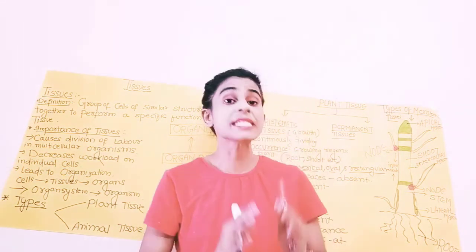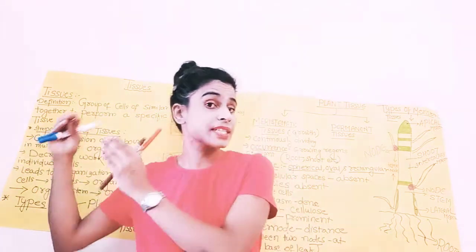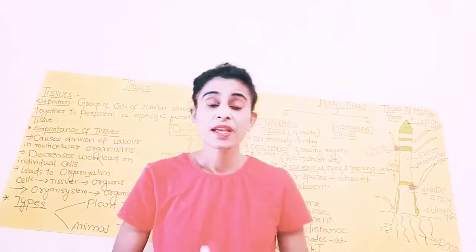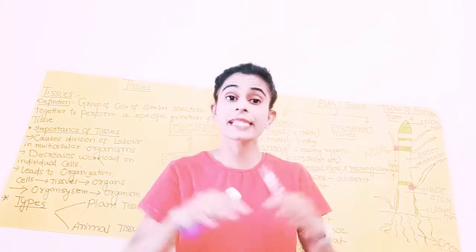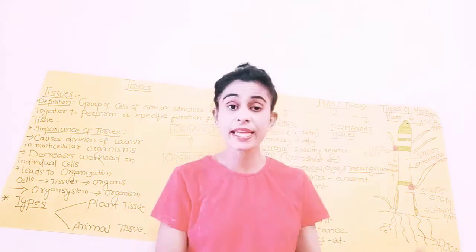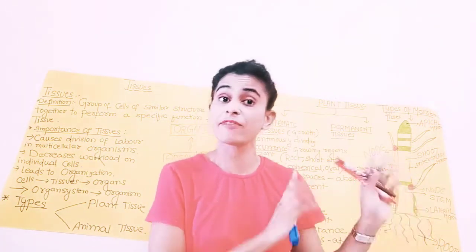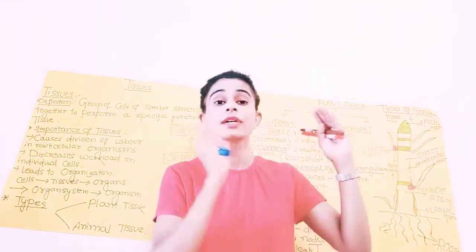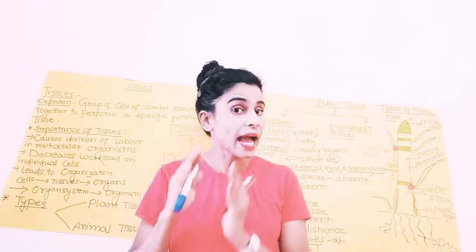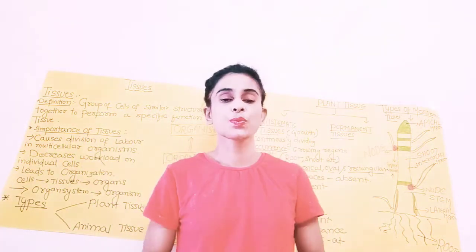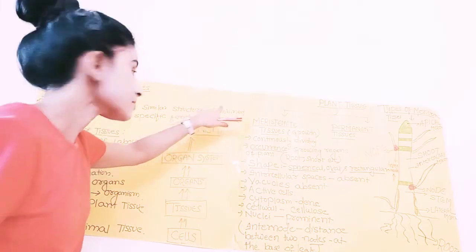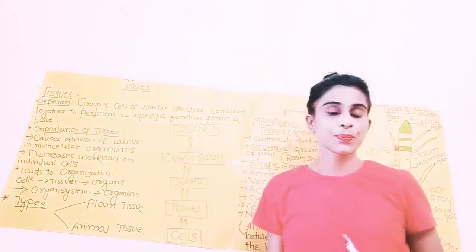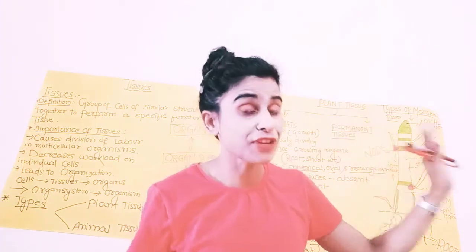Yes guys, tissue means a group of cells similar in structure and function. Understood? What does tissue mean? A group of cells. But the condition is that all the cells should be similar in structure and should perform a particular same function. A group of cells similar in structure and function is called tissue. Here you can see that a group of cells of similar structure combined together to perform a specific function forms a tissue. Now you understood the definition of tissue?